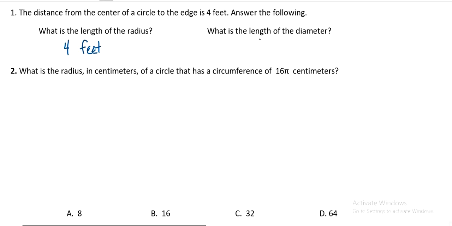Over here it says, what is the length of the diameter? Well, remember, diameter equals 2 times r. R stands for radius. If the radius is 4, we do 2 times 4. Therefore, we find out the diameter is 8. So 8 feet would be the diameter.